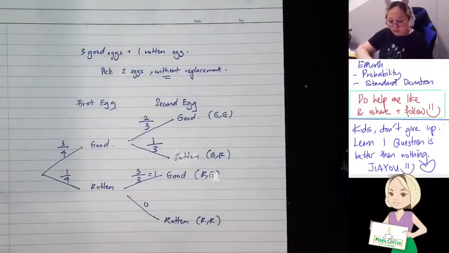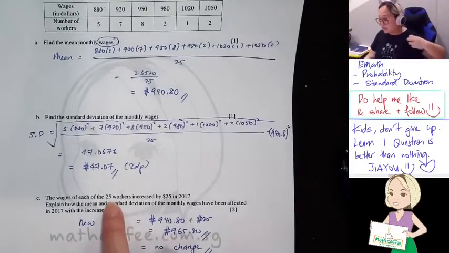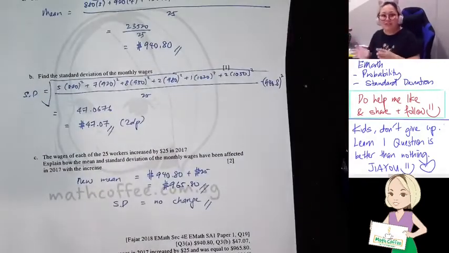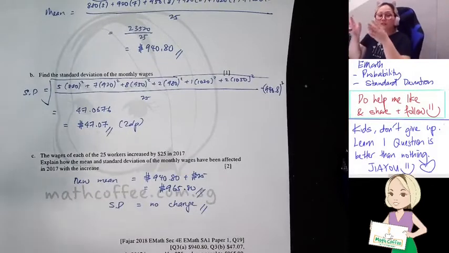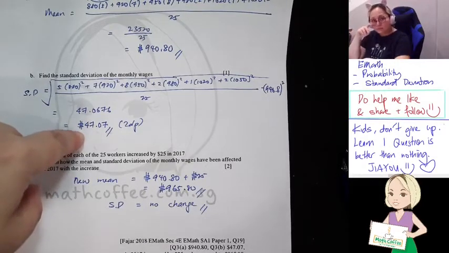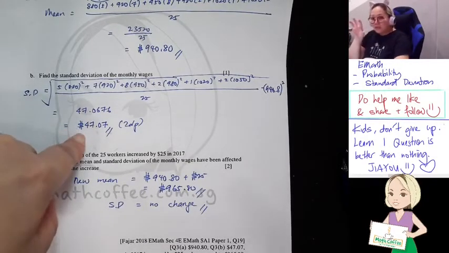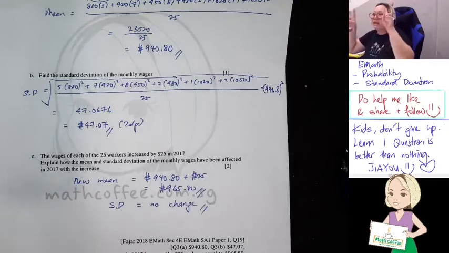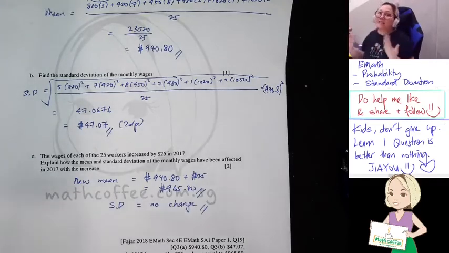Why no change? Because all the 25 workers increased by $25. Standard deviation is how consistent your data is, the consistency of your data. My standard deviation is 47.07, and all the data is plus 25. So it's like everything is shifted. In other words, the space between all the data is still the same, because everyone changed by 25. So the standard deviation is still the same. That's why standard deviation remains unchanged. Understand?